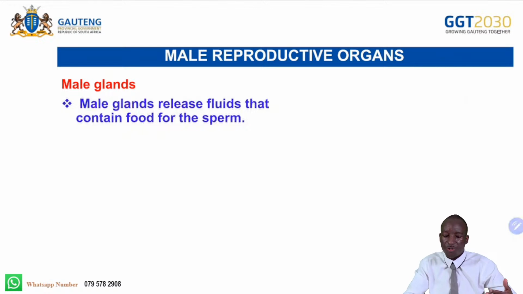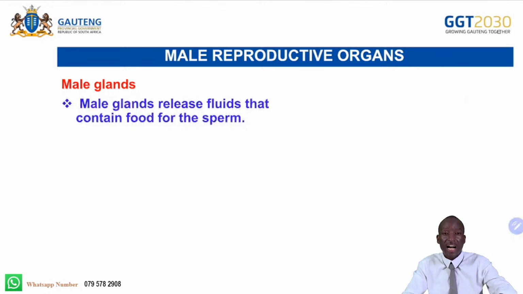As they move, they'll be swimming all the way to locate the egg cells released by the ovaries, so that fertilization can take place. Now, for the sperm to be able to carry out their movement, to be active and take part in fertilization, they need to have energy. Therefore, they need food.